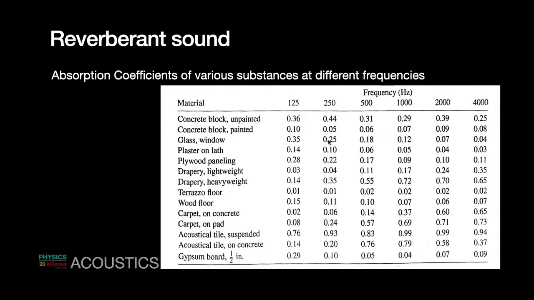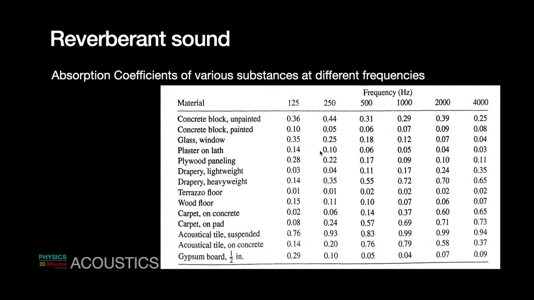Where the sound absorption is maximum, here it is 0.93, for acoustic tiles suspended. So you know acoustic tiles. Acoustic tiles are porous materials, and they can be suspended or they can be stuck on concrete. If they are suspended, they absorb much more sound. If they are stuck on concrete, then their sound absorption is very little.